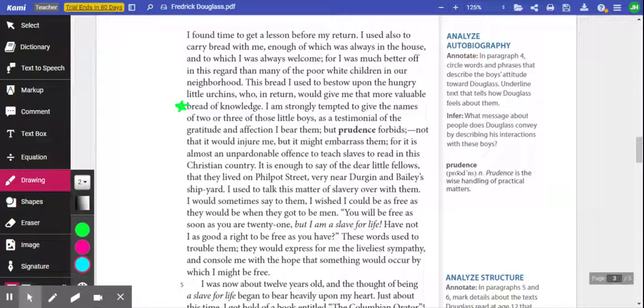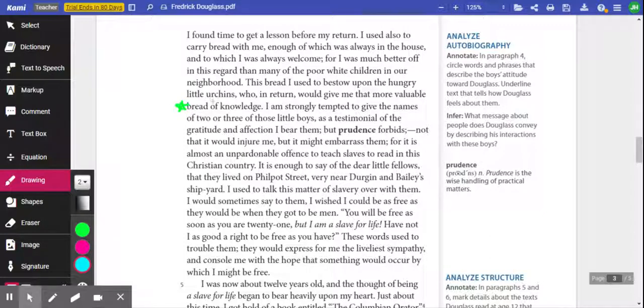I used also to carry bread with me, enough of which was always in the house, and to which I was always welcome, for I was much better off in this regard than many of the poor white children in our neighborhood. This bread I used to bestow upon the hungry little urchins, who in return would give me that more valuable bread of knowledge.